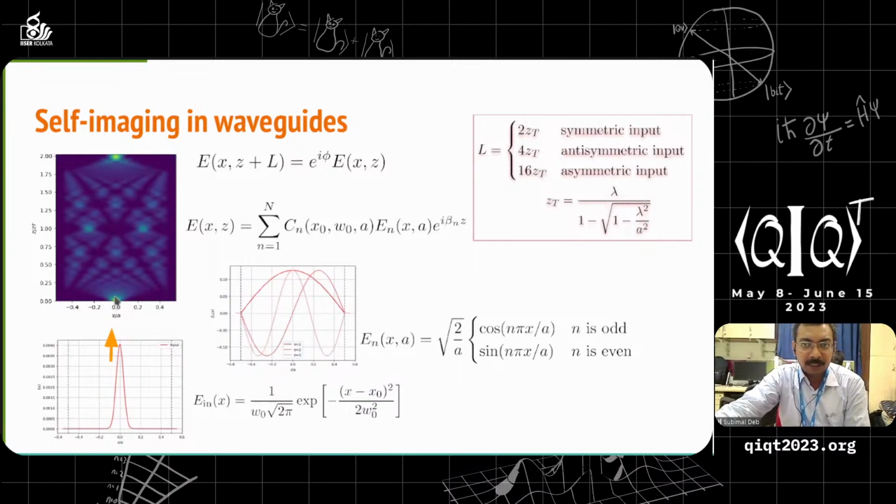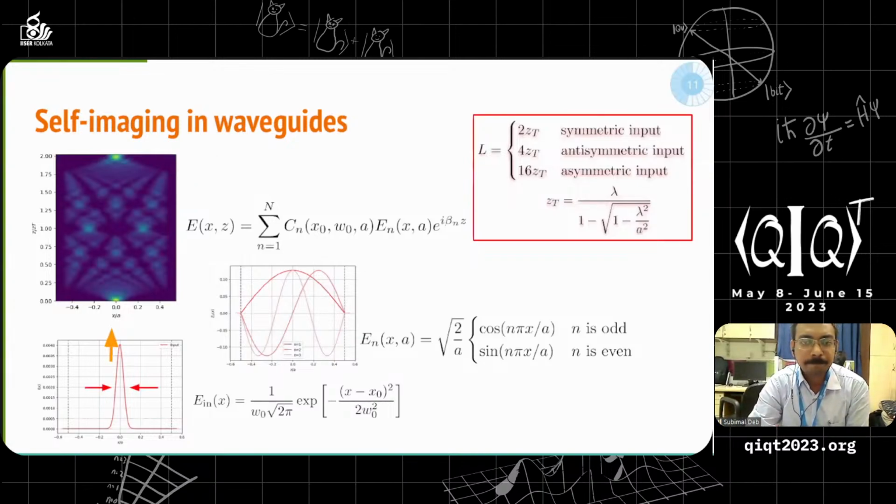At this point, I'll also tell you that if you have a symmetric input, like a Gaussian beam injected perfectly at the center, you'll have the revival distance as twice ZT. If it is a perfectly antisymmetric input, it'll revive at twice the revival distance for the symmetric input, and at 8 times if you have an asymmetric input. These values hold very well if you have a paraxial beam, but they will change slightly if you move on to the non-paraxial domain.